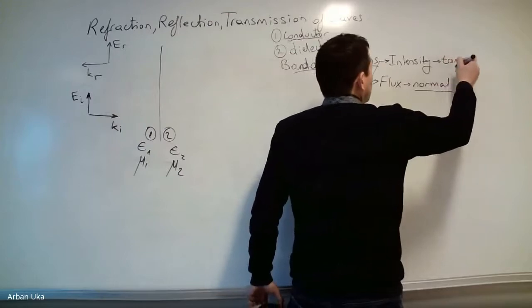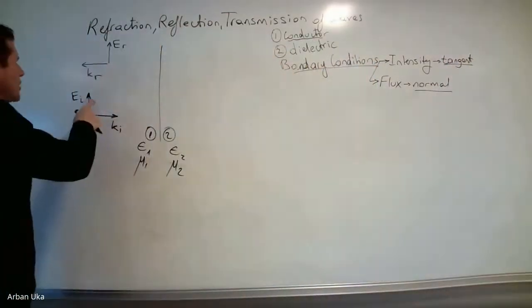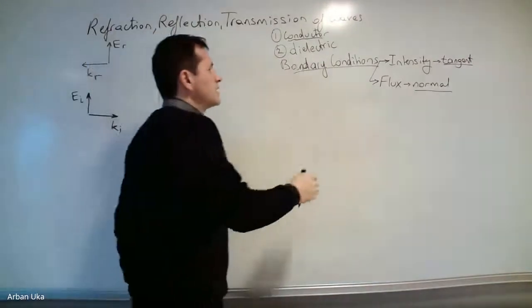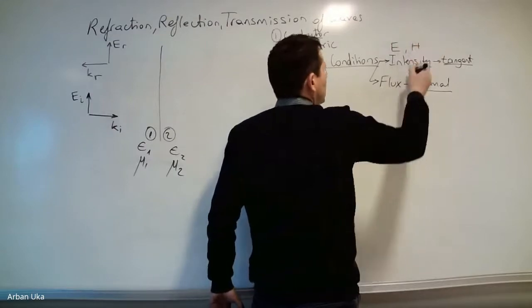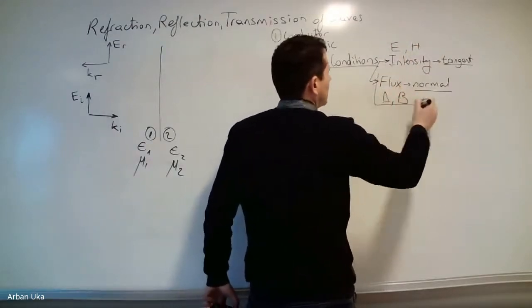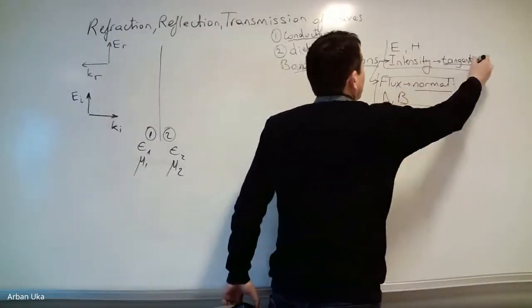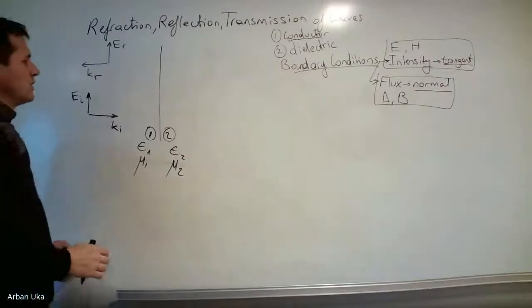So, if we are going to write a boundary condition based on intensity, we just look at H and E. The intensities are E and H, and the fluxes are D and B. This is some basic information we never forget. Now, what is the next step?